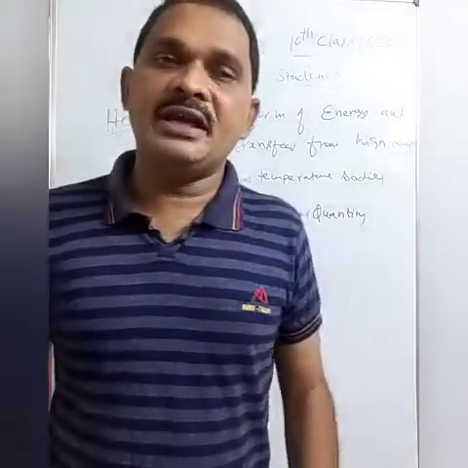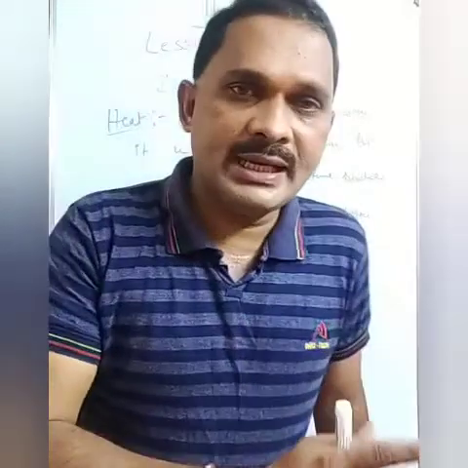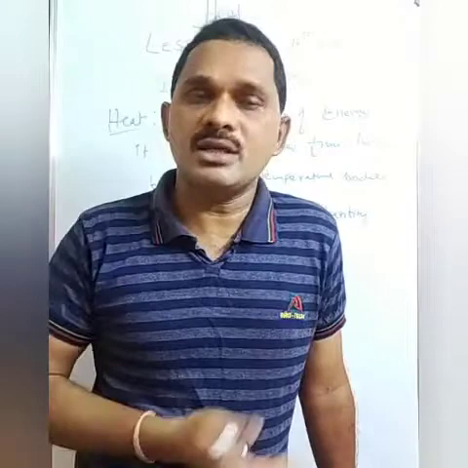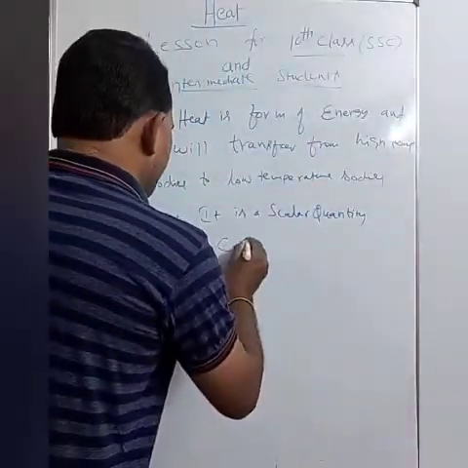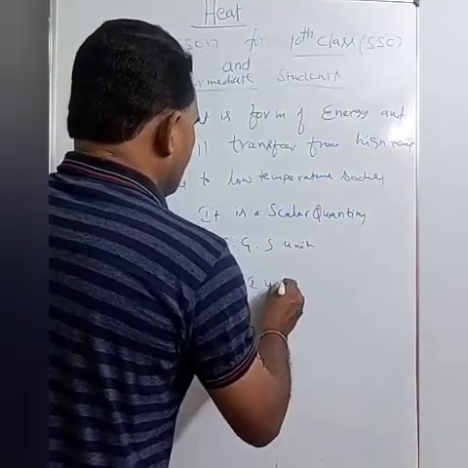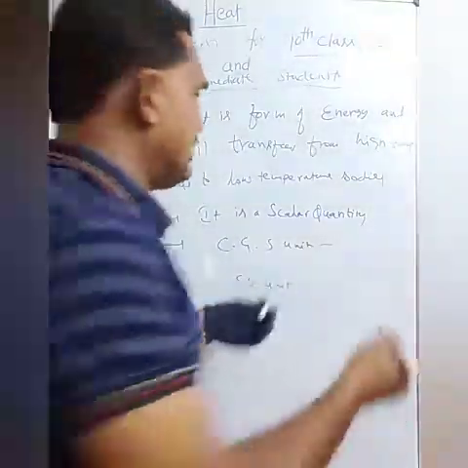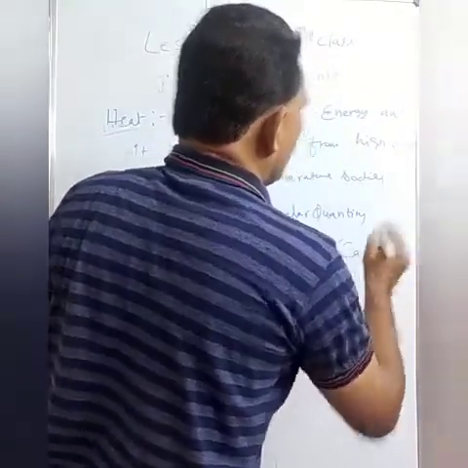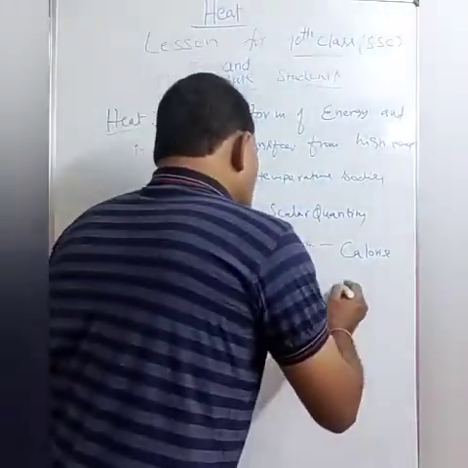What are the units of heat? There are two types of units we generally discuss. One is CGS unit and another one is SI unit. Nowadays everybody is using SI units only. In CGS unit, what is the CGS unit for heat? It is calorie, C-A-L-O-R-I-E. Then what is the SI unit? Joule.